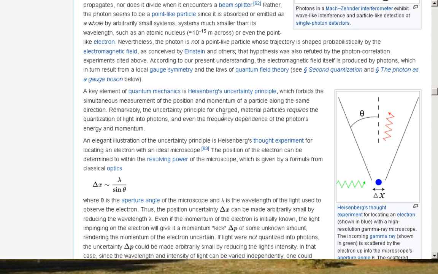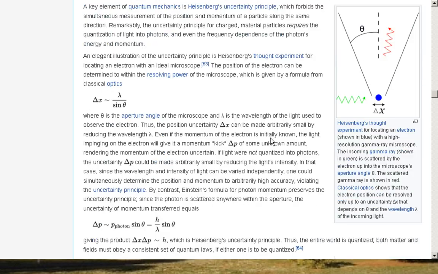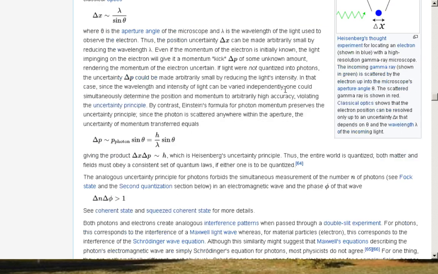The uncertainty principle for charged material particles requires the quantization of light into photons and even the frequency dependence of the photon's energy and momentum. Forget what I just said. This delta x is equivalent to the wavelength over the sine of that angle. This shows the wave-particle duality of photons. Okay.